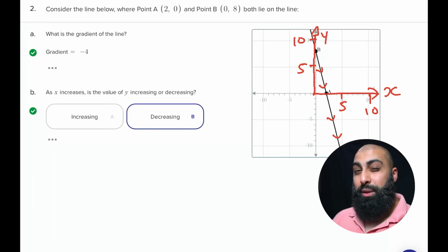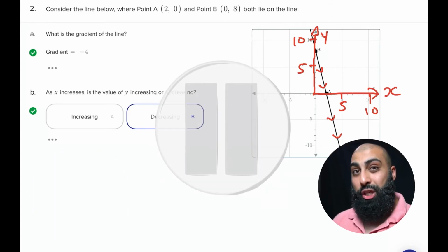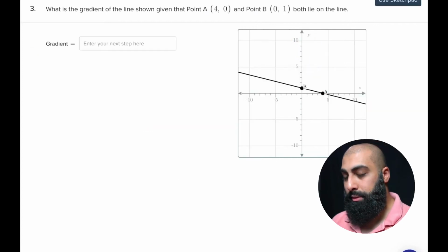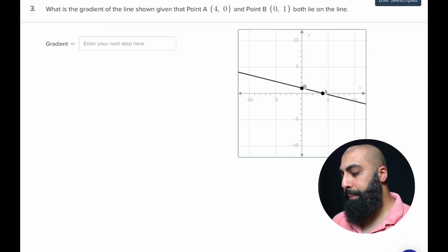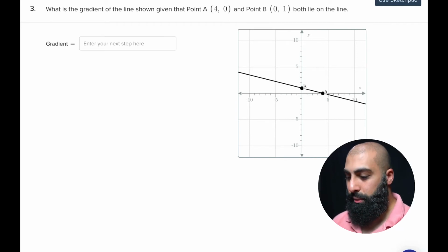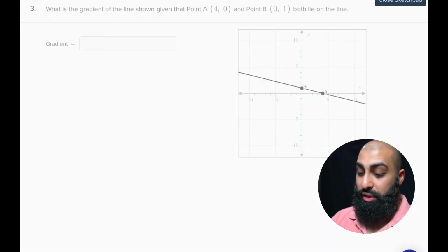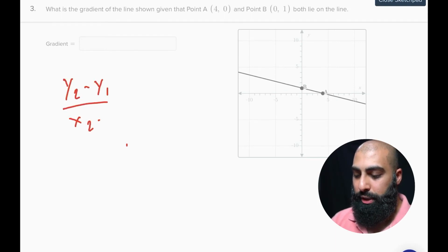If at any point you feel I'm going too fast, then just pause the video and check that you're on the same question in your task. Okay. So part 3, we have the question, what is the gradient of the line shown given from the points A, which is (4, 0), and point B, (0, 1), that lie on the line. So again, we just use the gradient formula. This is the third time we're using that formula. So y2 minus y1 over x2 minus x1.